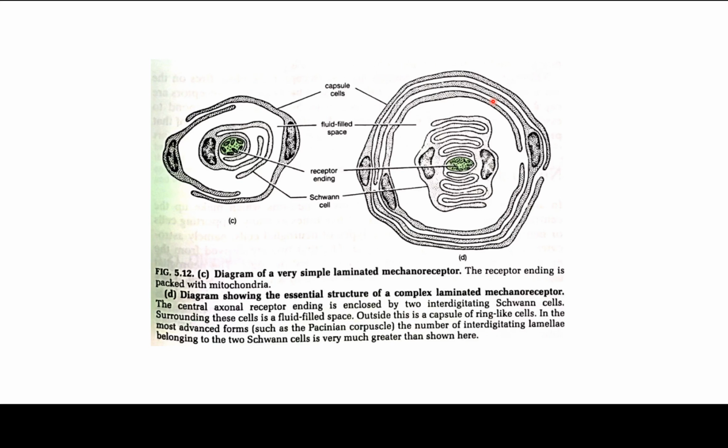The lamellae are thin cell processes belonging to a pair of Schwann cells. The lamellae interdigitate much as the fingers of two hands can be interdigitated. Outside the lamellae there is a fluid-filled space. This is in turn surrounded by a ring-like series of cylindrical capsular cells. The Pacinian corpuscle is an example.